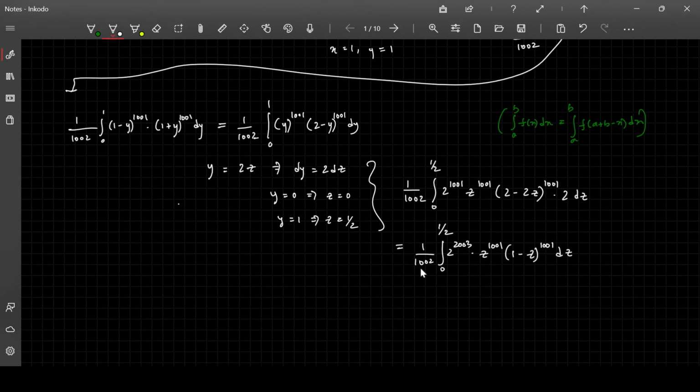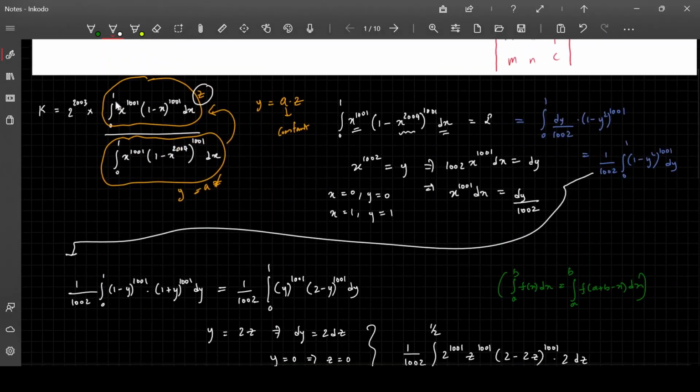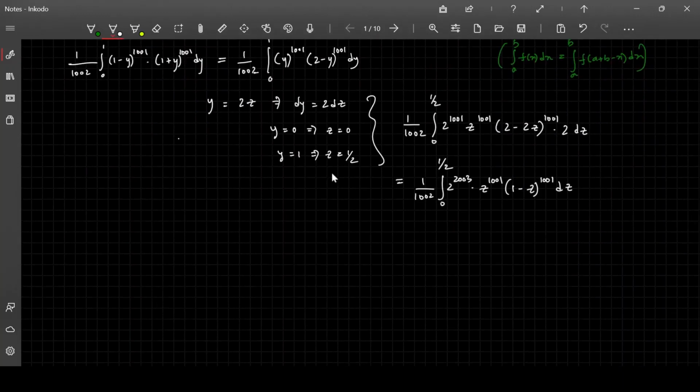So we have come to this conclusion, but we still have to do one thing, that is, we need to change the limits. Here it's from 0 to half, but we can see that the limits should be from 0 to 1. So what we shall do, we shall multiply by 2 and divide by 2 in this fraction. That is 1 by 2004, integral 0 to 1 by 2. So I shall multiply by 2 here.